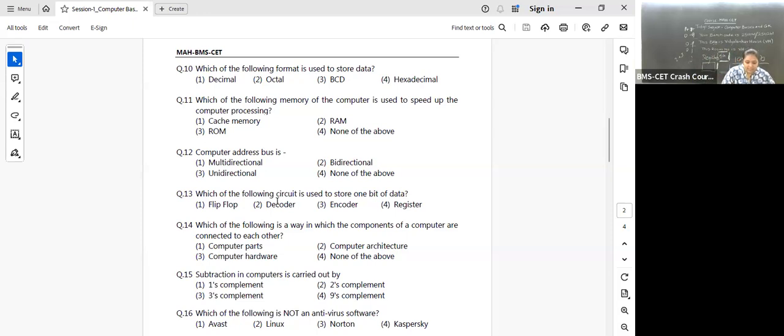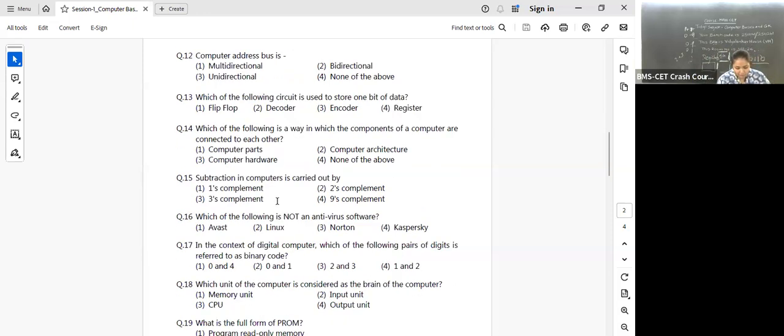ओके, नेक्स्ट इज, which of the following is a way in which the components of a computer are connected to each other? Now this you have to answer here. Very common, at least read.